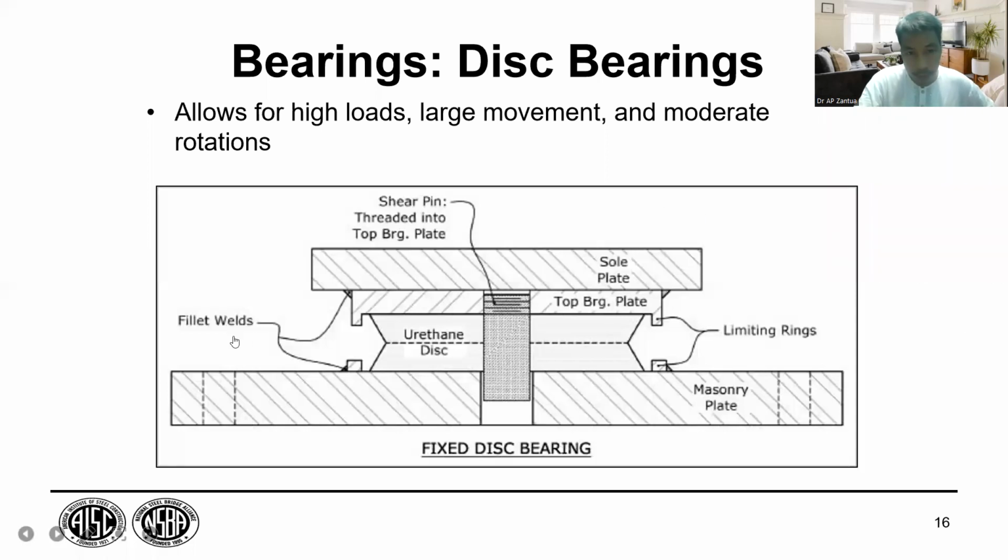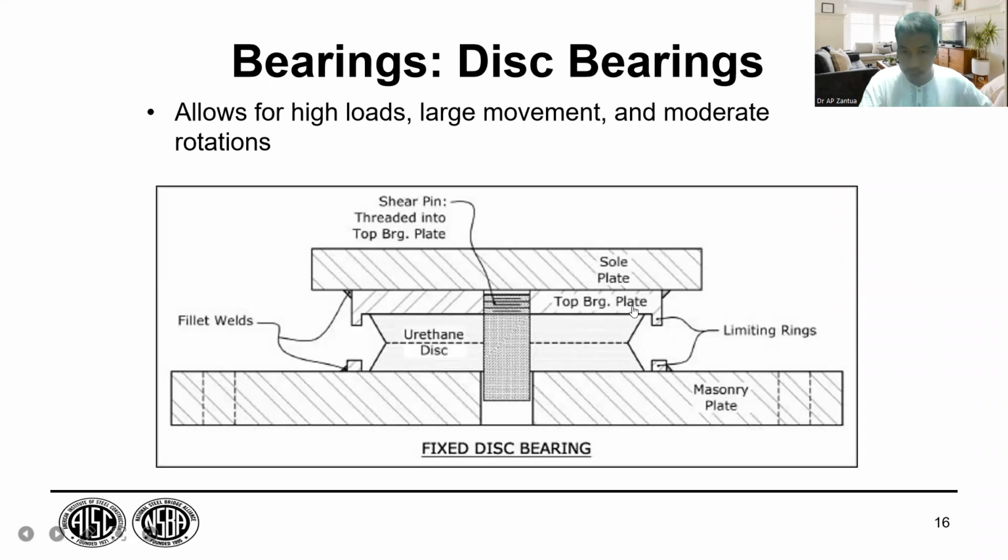So, fillet welds. These are just fillet welds. So, limiting rings. So, these are the guide. On the previous slide, this is called guide. But now, they are not guiding anything. That's why it is called limiting rings instead.